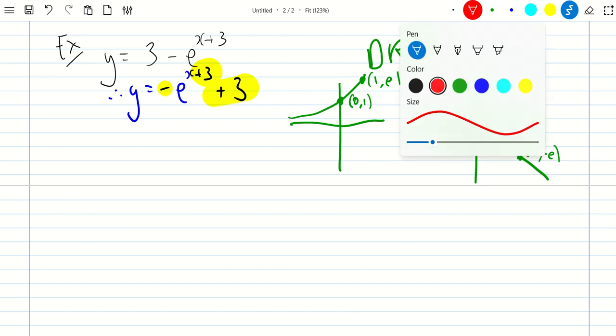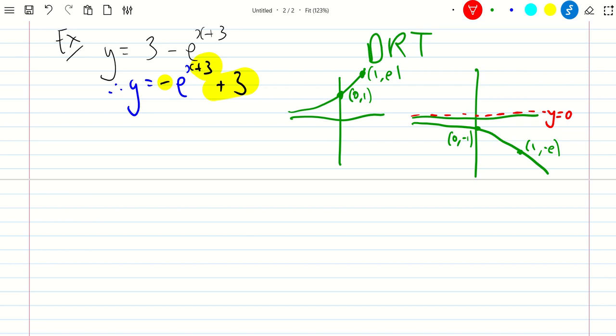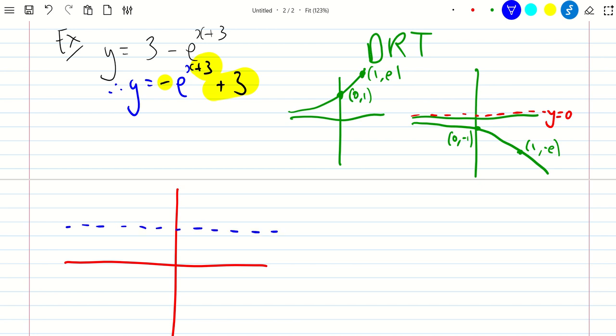And then just a reminder that you've got your asymptote still at y equals 0. That doesn't change when it gets flipped upside down. And then we need to go to the left by 3, and then up by 3. So I'm just going to go straight to my final graph down here. That asymptote is going to go up by 3, so it's going to end up y equals 3. And so everything goes up by 3.